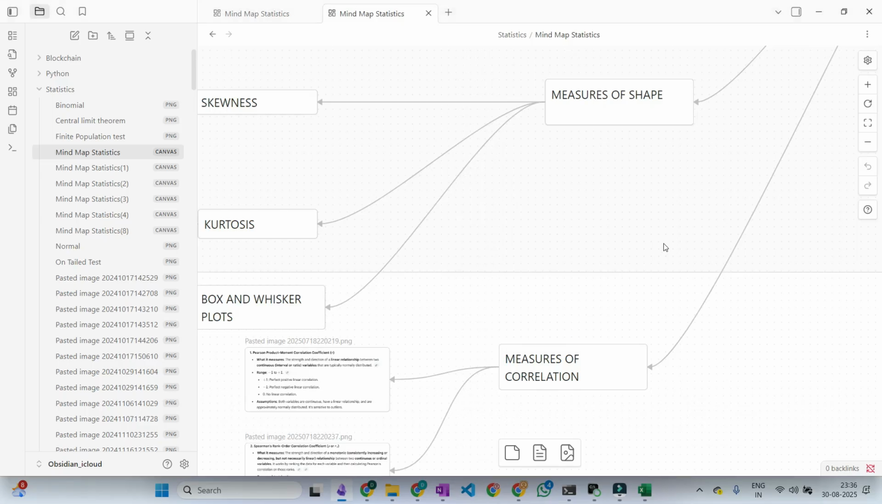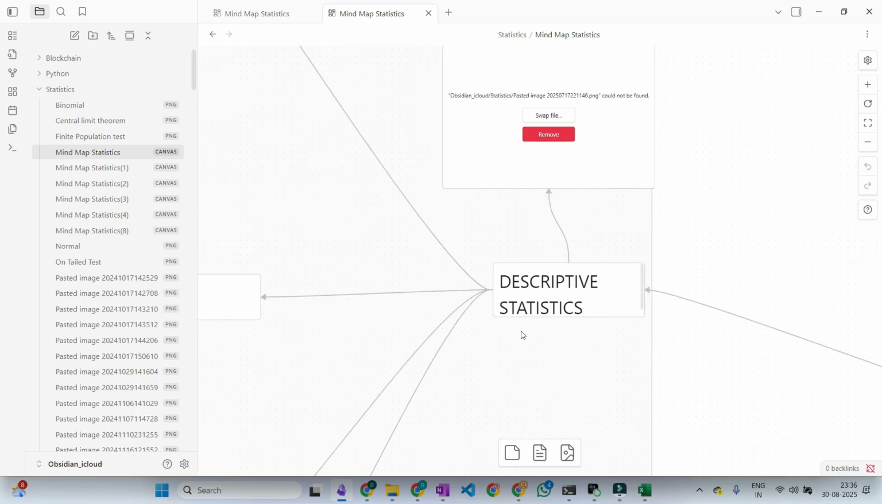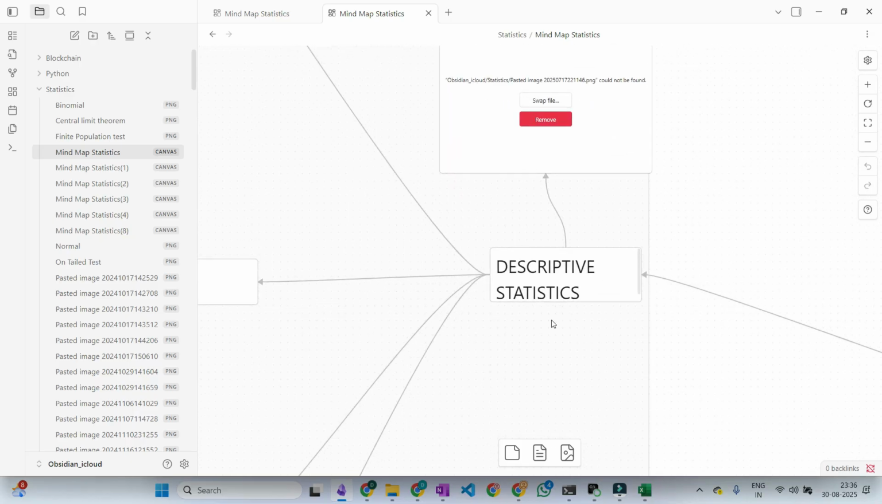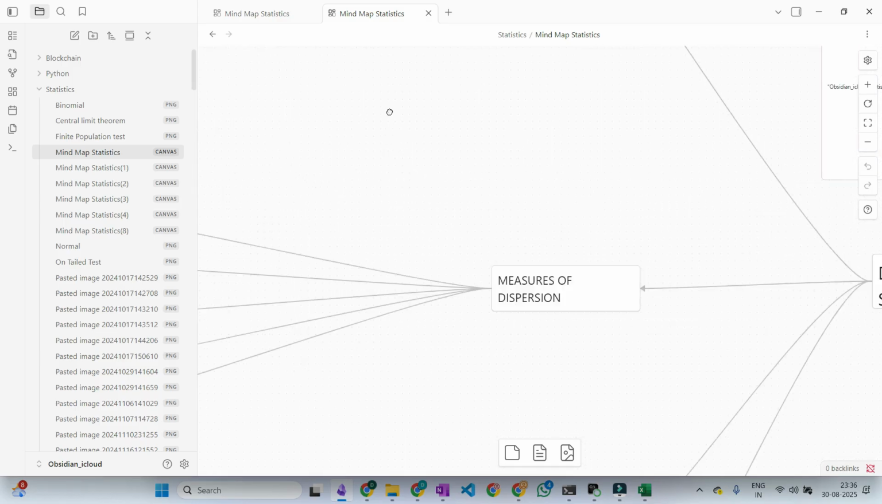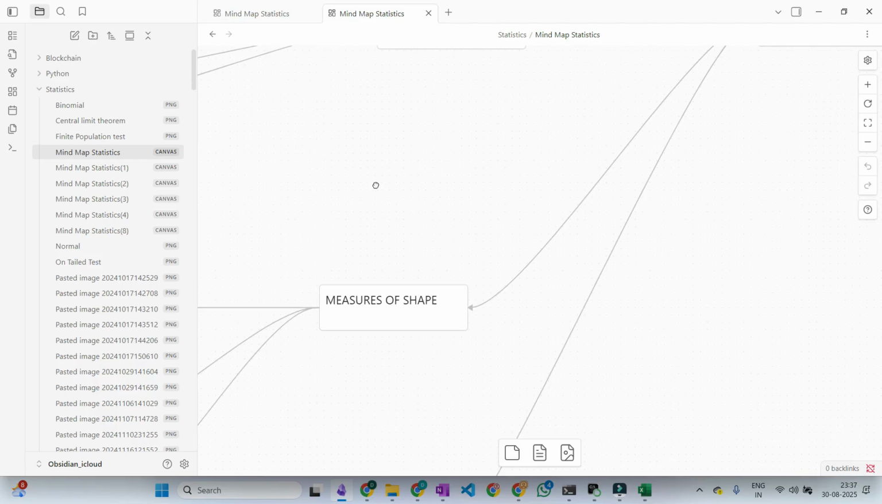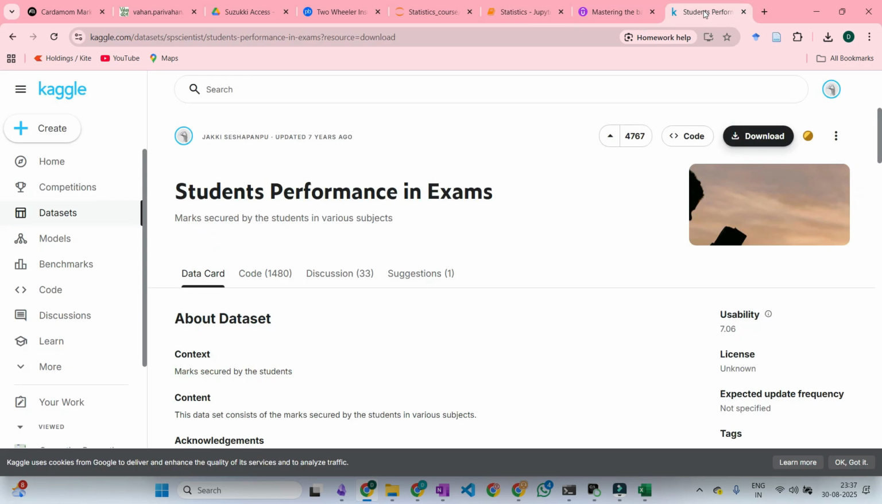So welcome back to another session. In this session, we will revisit everything that we have studied in descriptive statistics, like measures of central tendency, measures of dispersion, measures of shape, etc., with the help of a Python example. For this purpose, I have downloaded a sample data set from Kaggle. You can get this data set from Kaggle. You can search for student performance in exams. I will also upload that in our course.